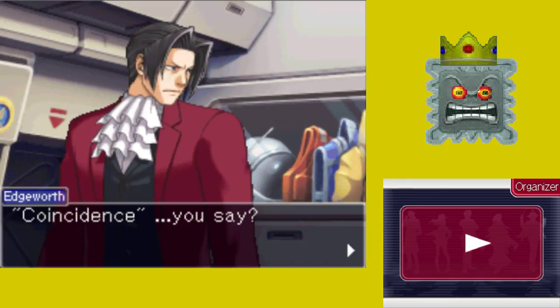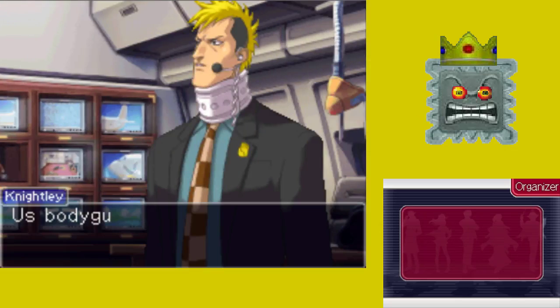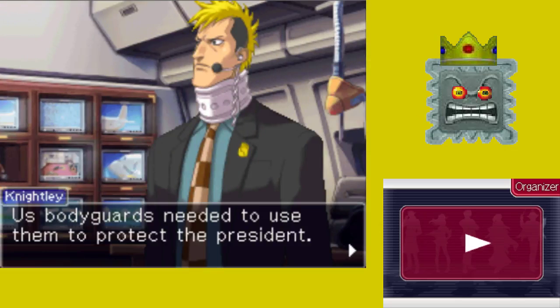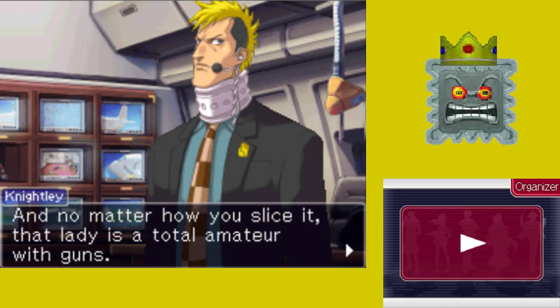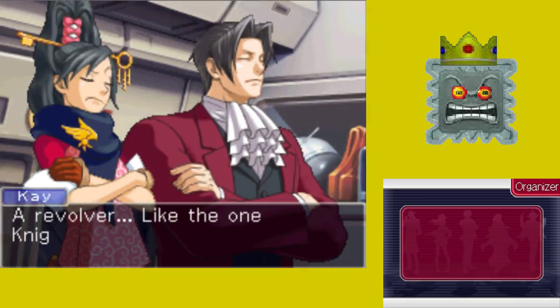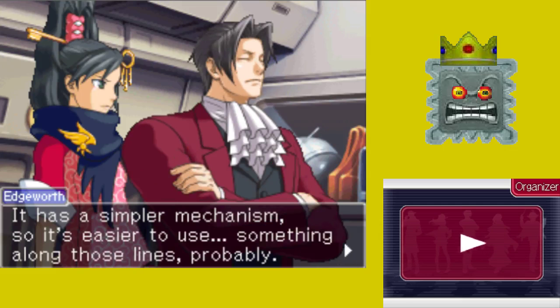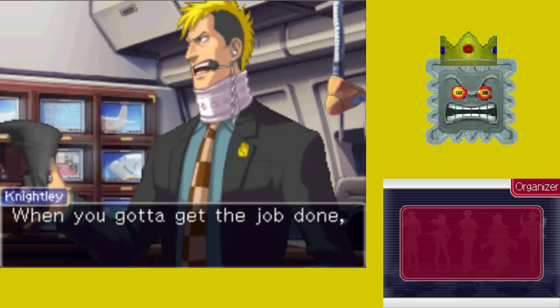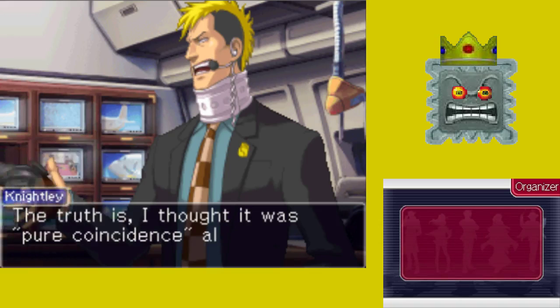Coincidence, you say? Or perhaps it was simply bound to happen. Which is it, pal? Damn it, Gumshoe, don't take my voice! Us bodyguards needed to use them to protect the president, and no matter how you slice it, that lady's a total amateur with guns. It was necessary for both of us to use revolvers. A revolver? Like the one Knightley's carrying? Why would it be necessary? It has a simpler mechanism, so it's easier to use. When you gotta get the job done, or if you're new to this sort of thing, there's nothing better. The truth is, I thought it was pure coincidence all along.